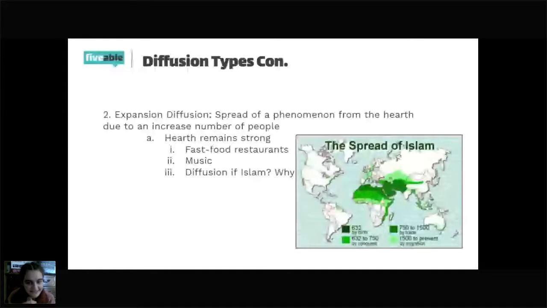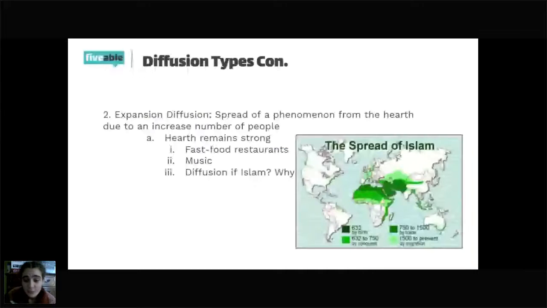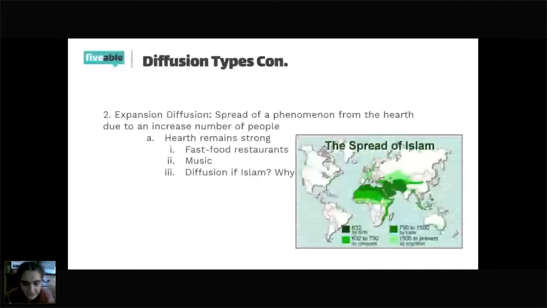And I used Islam here, guys. Why did I use the diffusion of Islam as an example of expansion diffusion? And I used Christianity as an example of relocation diffusion. Can you guys tell me why I did that? What's the difference between the two religions and how they diffused? You guys have to think of it. It has to do with the Hearth. So I gave you a hint. Why did I use Islam here as an example of expansion diffusion? I couldn't use the diffusion of Christianity here.